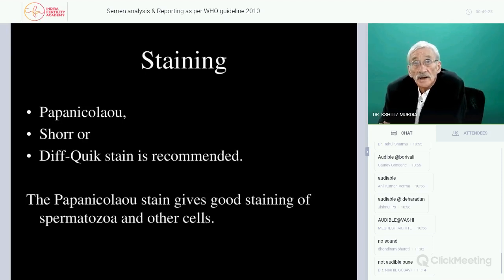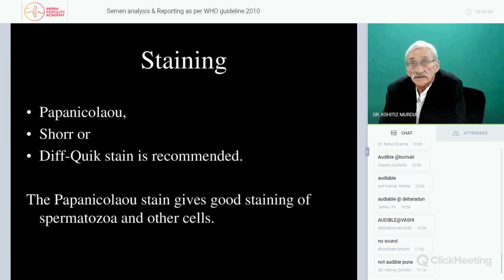It's the Papanicolaou. I don't think there's any laboratory in the world that really uses it. It's a 20-minute job. It must be done in a secluded, safe area. A Shorr stain, some people still do it. The rapid methods are not recommended, or are recommended by certain groups, but they're not one of the preferred methods by the WHO. I personally use the Diff-Quik method.